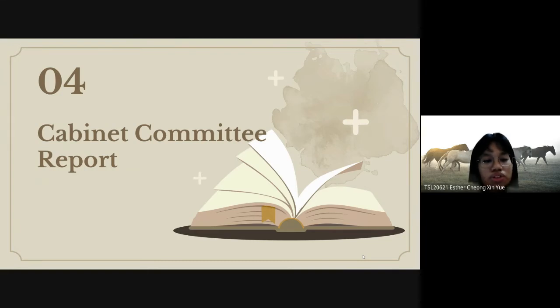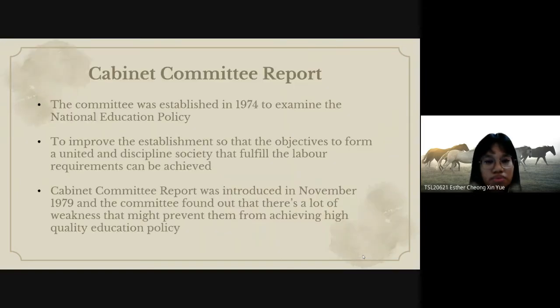So next, we are going to look into the Cabinet Committee Report, which is in 1979. The Cabinet Committee Report is also known as the Mahathir Report. This was chaired by Dr. Mahathir bin Mohamad. The committee was established in 1974 to examine the national education policy. It was to improve the system so that the objective to form a united and disciplined society that fulfills the labor requirement can be achieved. The Cabinet Committee Report was introduced in November 1979, and the committee found out that there were a lot of weaknesses that might prevent them from achieving a high-quality education policy.